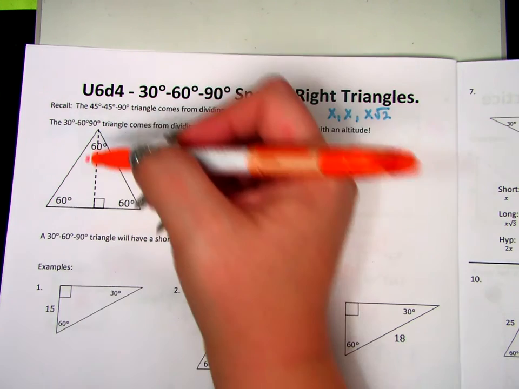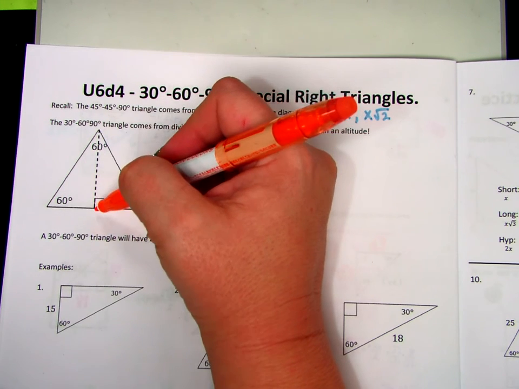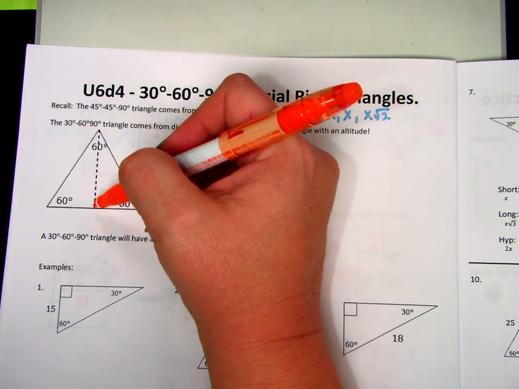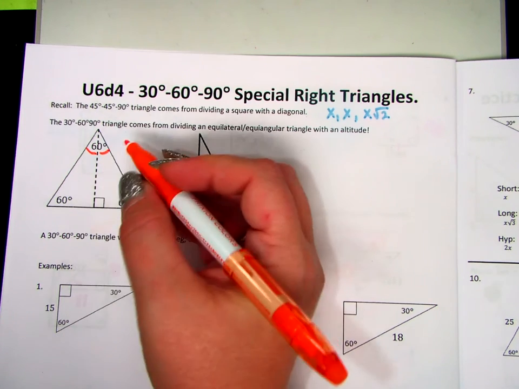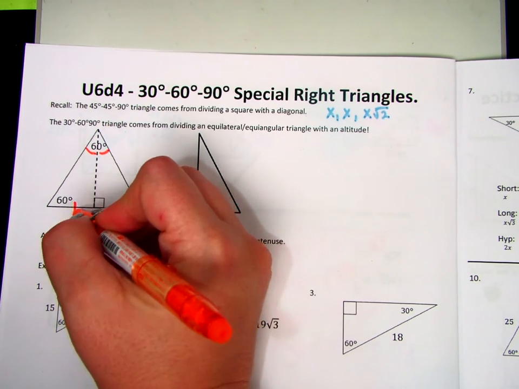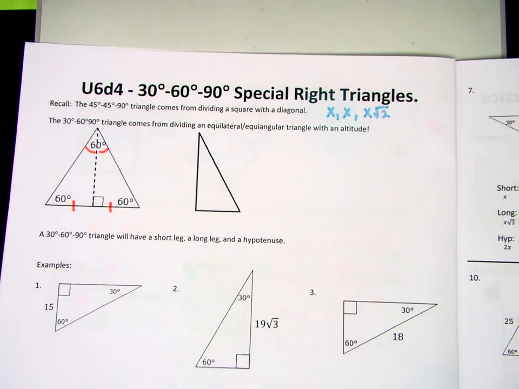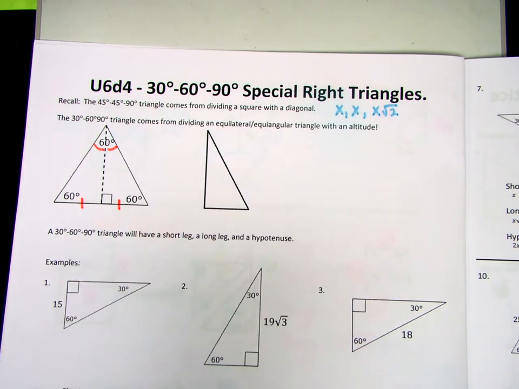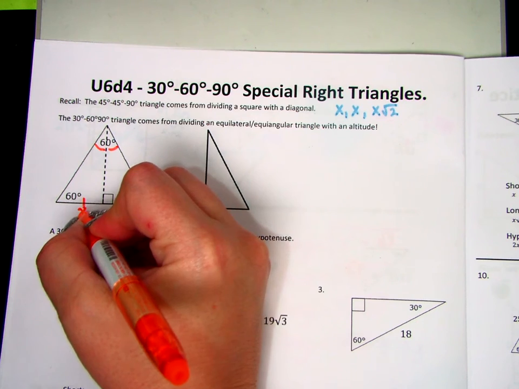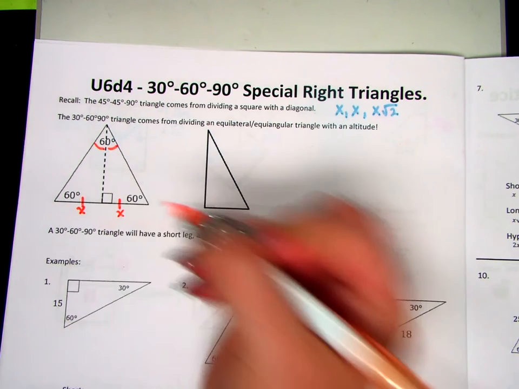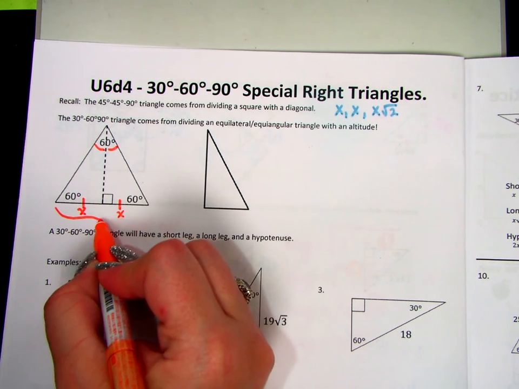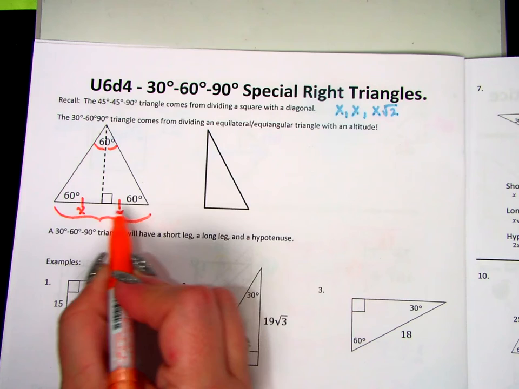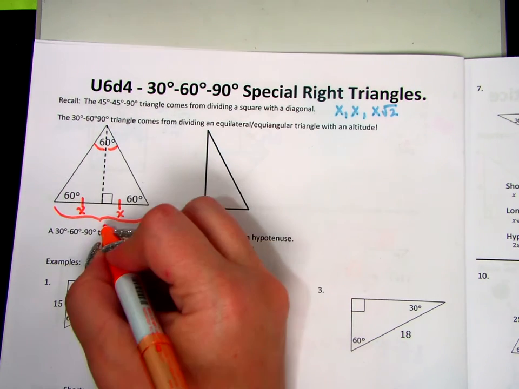Now, remember when you divide an equilateral or equiangular triangle with the altitude, it not only divides this angle up here into two congruent pieces, it also divides the opposite side into two equal pieces. Okay? So that means if I know how long this piece is, this piece here is the exact same length. Or I can think of that whole side of the triangle as x plus x, which is how much?